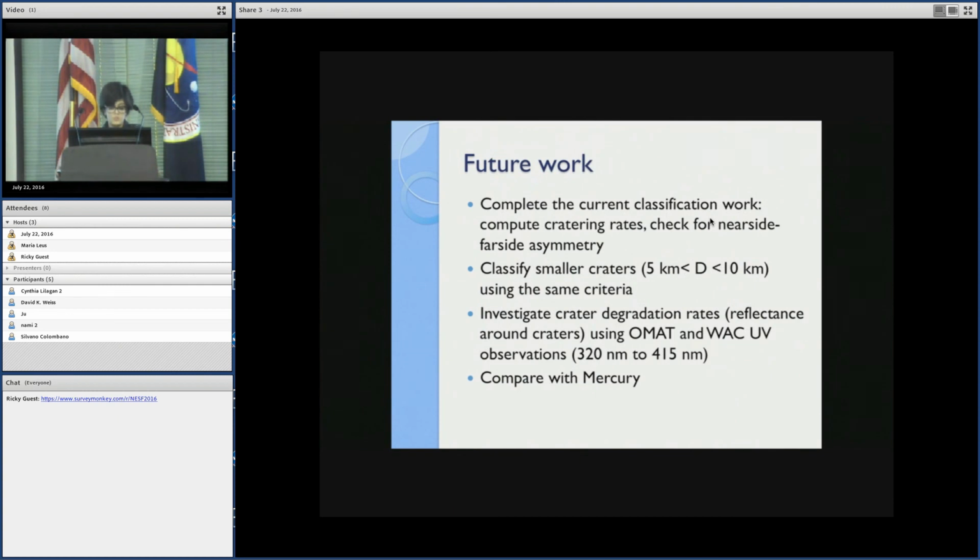In the coming months, we hope to complete the current classification work, compute cratering rates, check for near side, far side asymmetry, also classify smaller craters down to 5 kilometers in diameter using the same criteria, investigate crater degradation rates using OMAT and the WAC ultraviolet observations, and also compare with Mercurian craters. Thank you.